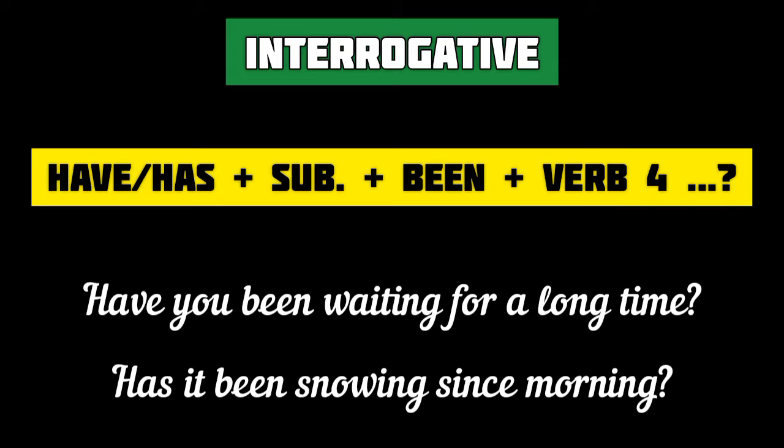In the first sentence, the auxiliary verb have comes before the subject you, and been waiting come after the subject. In the same way, in the second sentence, the auxiliary verb has comes before the subject it, while been snowing come after the subject. So, in interrogative sentences, the auxiliary verb comes before the subject, while the rest of the verb comes after the subject.